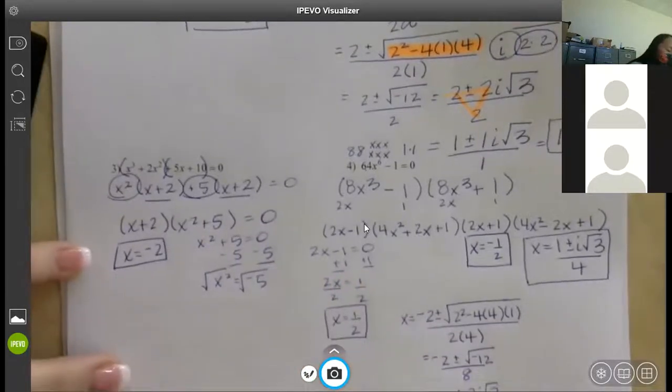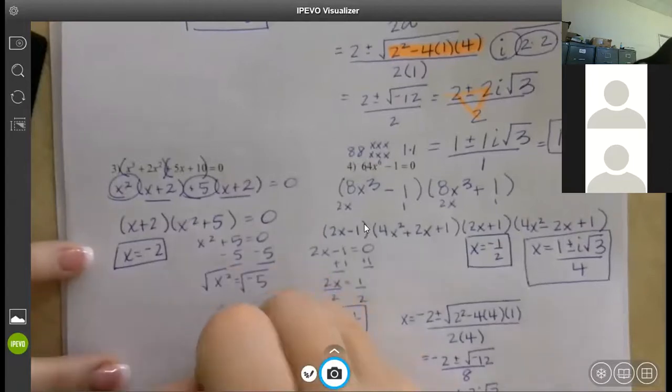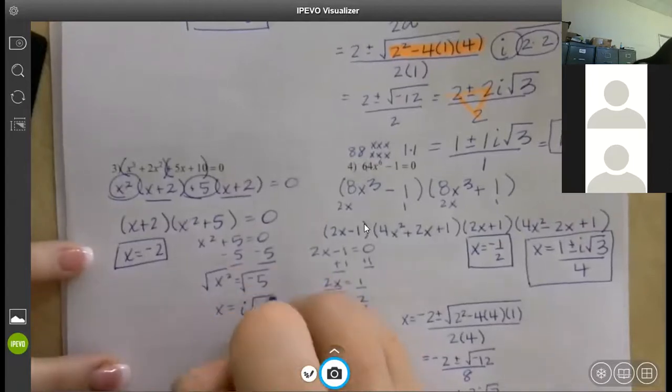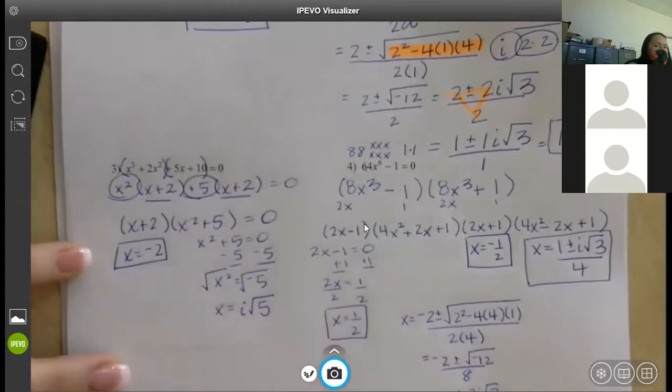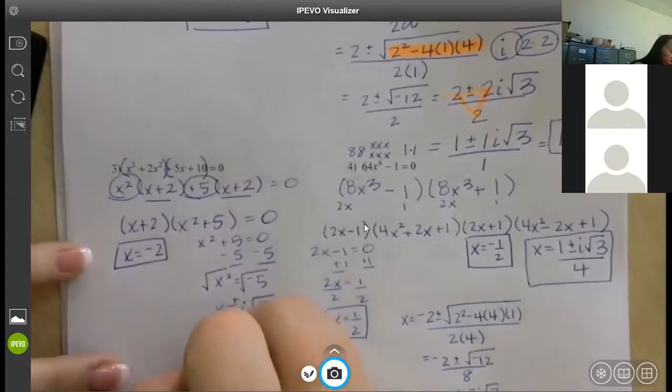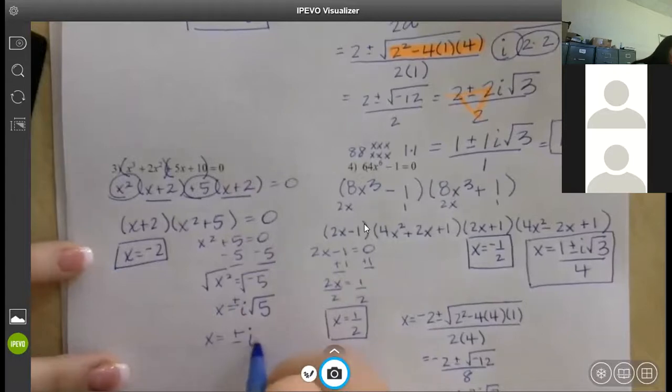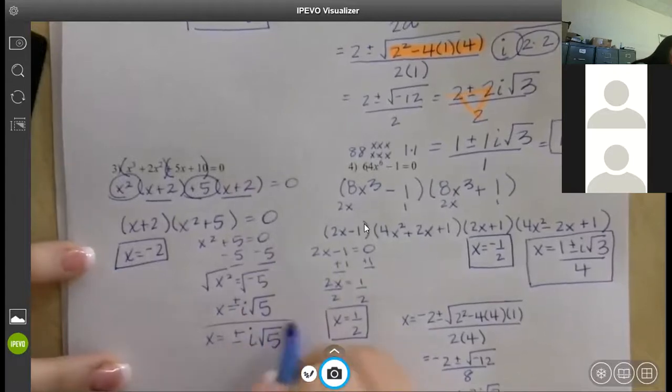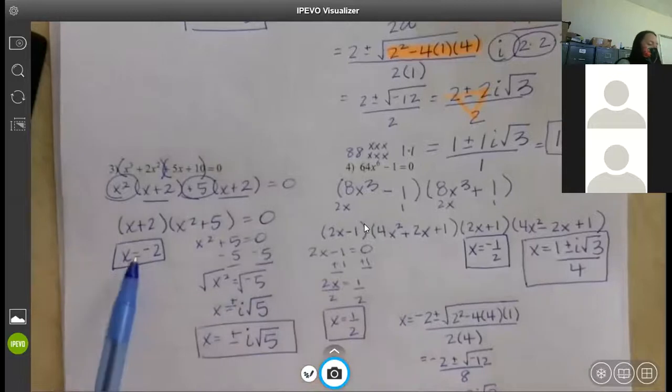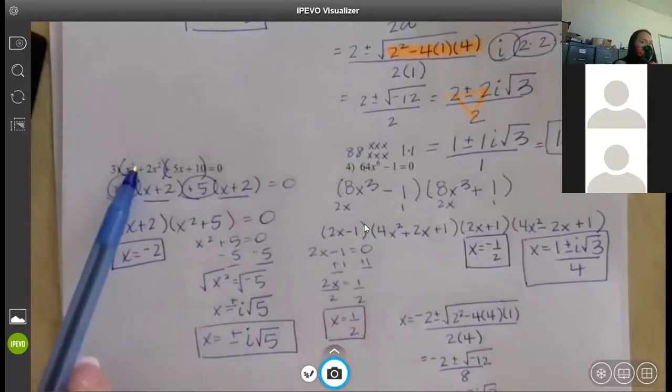We take the square root to solve. Remember, anytime we have a negative underneath, we're taking the i out, which gives us a positive 5. Remember that there are 2 answers. So I'm going to rewrite it so you can see it. There's a positive negative i square root 5. The 5 will not reduce. So 1, 2, 3 answers. That's what we should have had.